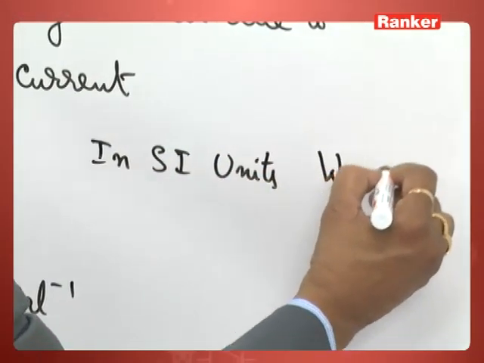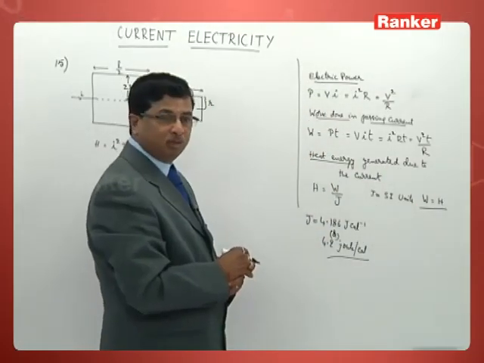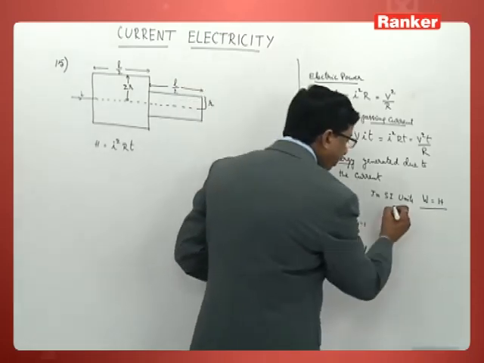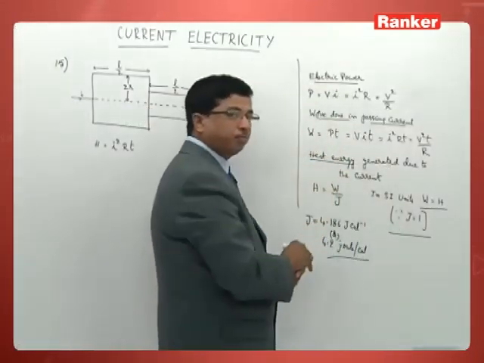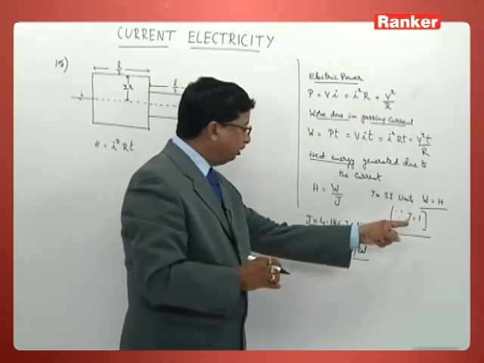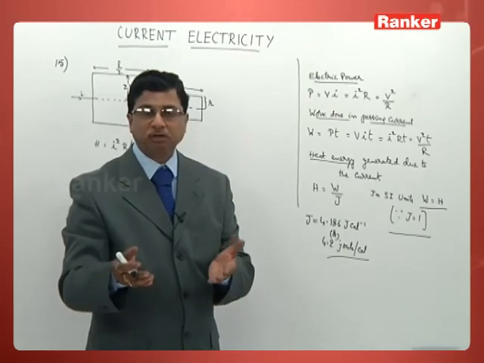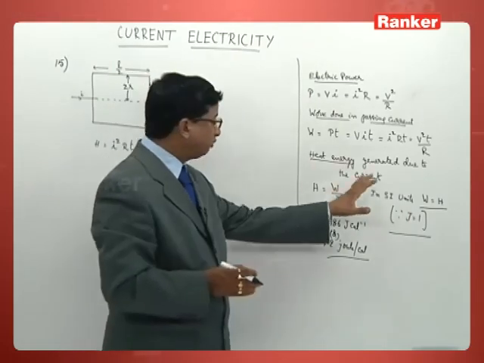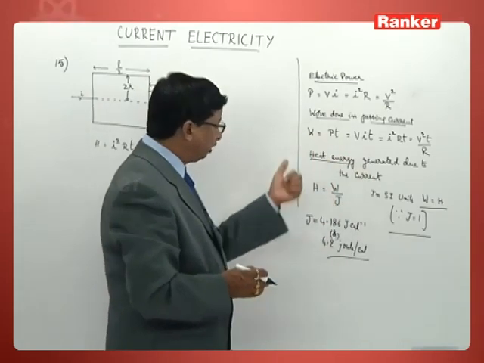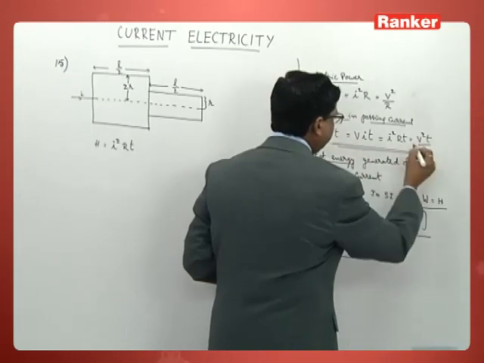But at the same time, you people should understand, in SI units, work and heat energy are taken to be same, because the value of J is 1 in SI units. Since J is 1 in SI units, work done and heat energy generated both are going to have the same magnitude. So W and H you can calculate using the same set of equations.